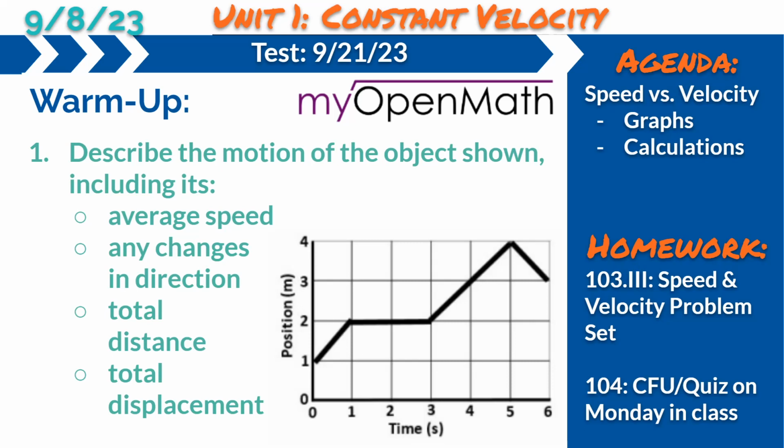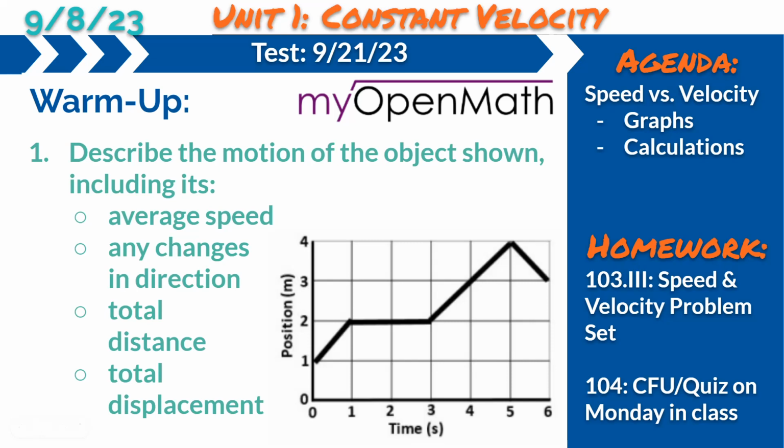Okay, the second question asks you to describe any changes in its direction. Okay, does this object change direction? Let's start there first. Yes, it does, because it goes from having a positive slope to a negative slope. That's where it changes direction. It only happens once, right here, at a time of 5 seconds. Now, at a time of 1 second, it stops, but it doesn't change direction there. It just stops briefly before moving again. So the only change in direction is at a time of 5 seconds.